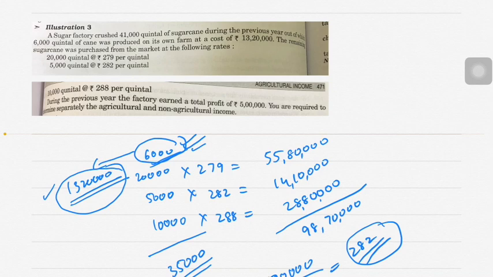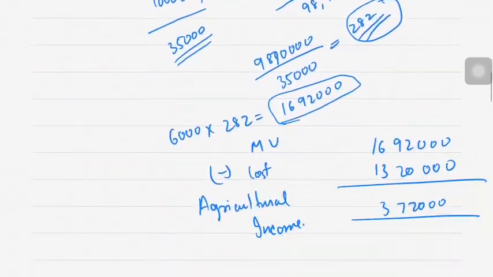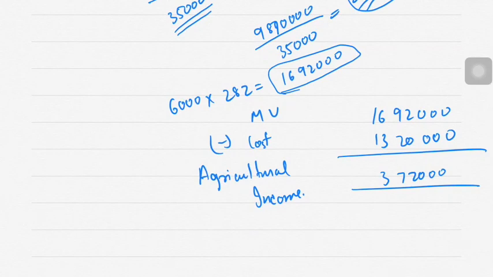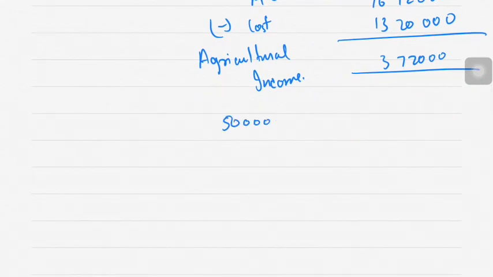Now let us calculate business income. Okay, they have said during the previous year factory earned total profit of 5 lakh. You are required to determine separately agricultural and non-agricultural income. Fine. Okay, that 5 lakh we don't need to know that. Now you are required to determine separately agricultural income and non-agricultural income. A sugarcane factory crushed. Now you know profit given, the total profit is 5 lakh. Okay, total profit is 5 lakh.